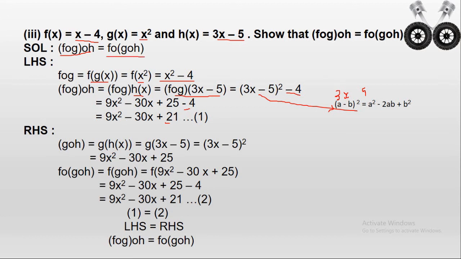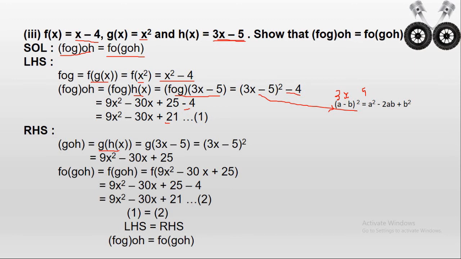F composition G composition X. That means you have to find the value for G composition X. G composition X can be written as G of H of X. First you have to substitute the value for H of X. H of X is 3x minus 5. So G of 3x minus 5.